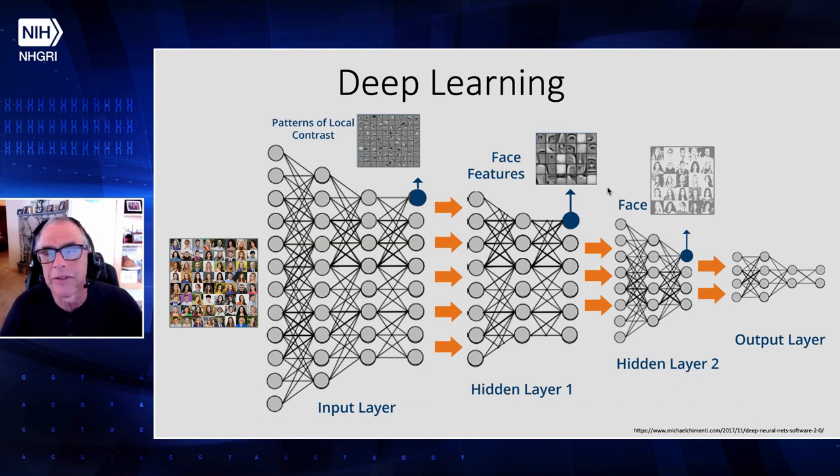And you start to first see edges and corners. And in this, because they're looking at faces, they start to recognize in the middle levels facial features like eyes and ears and nose. And eventually you see faces and you can say, is that Joe Biden or not? And these things have become very good at this.